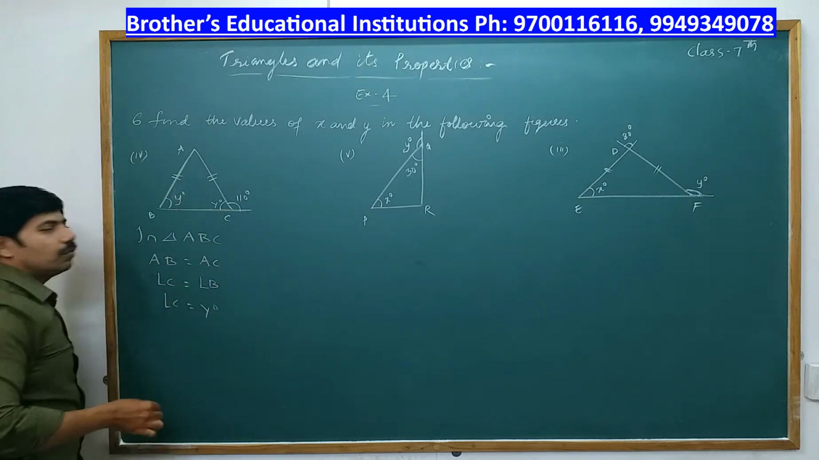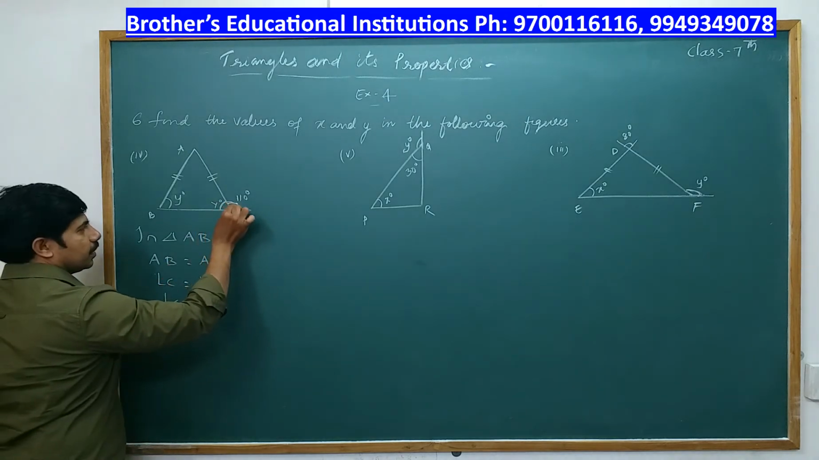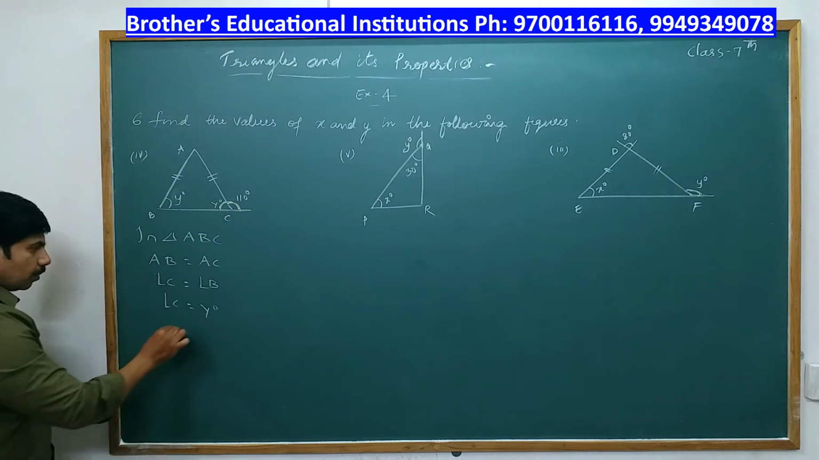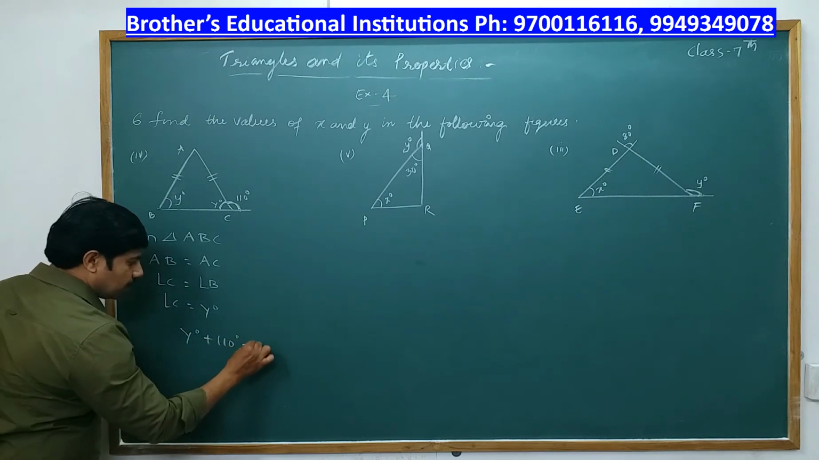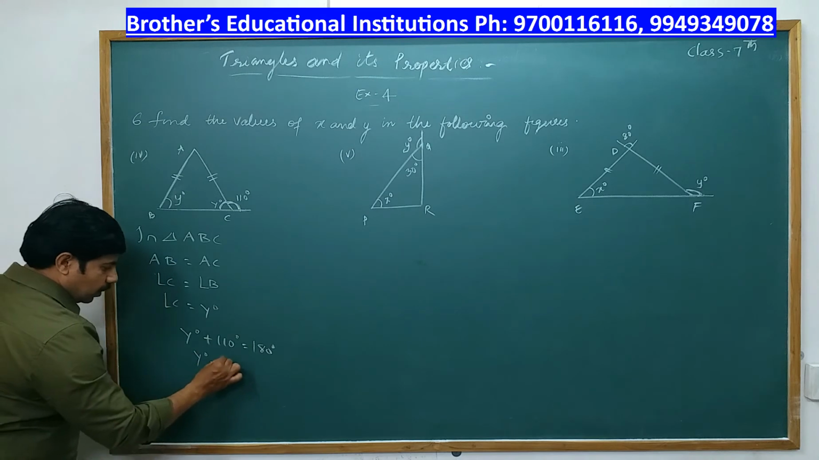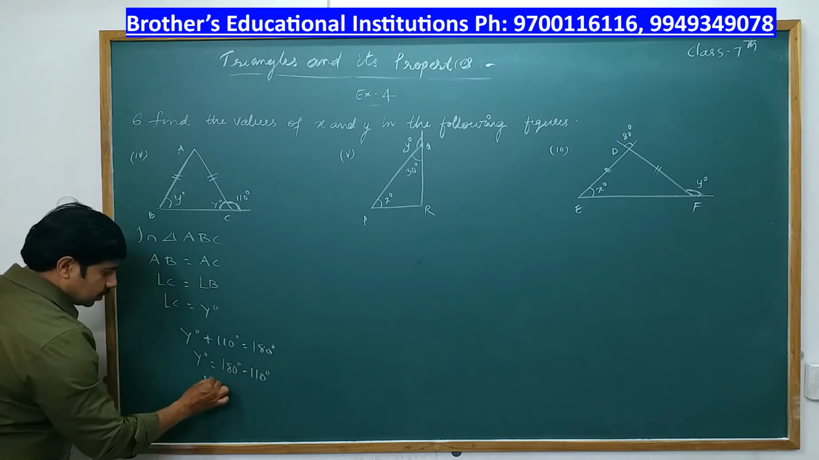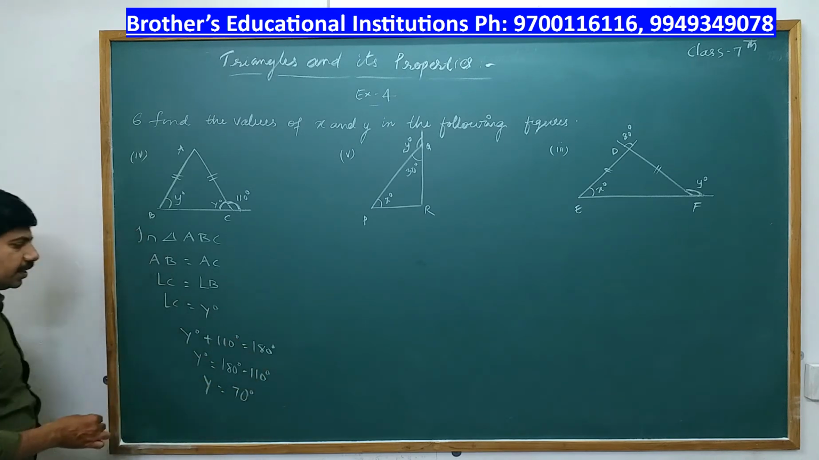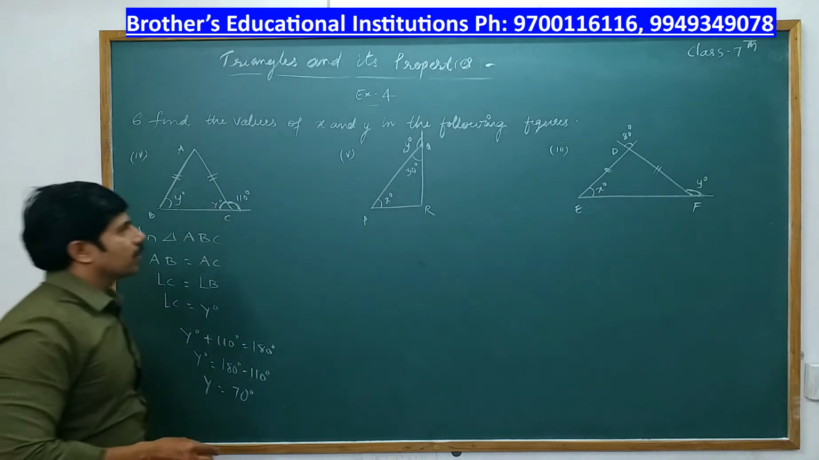Now, how to find out this y? Clearly, this line is a straight line. So the angle in a straight line is 180 degrees. So y plus 110 is equal to 180 degrees. So y is equal to 180 minus 110. So y is equal to 70 degrees. So this is completed. Now, the next one we will see.